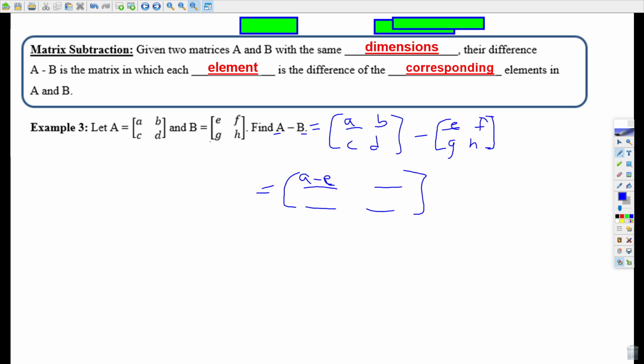Go a little faster through this. We have B minus F, C minus G, and D minus H. The only thing you have to be careful with subtraction is that you might have negative numbers already in here, so you may have to change them to positives. Some of the ones with the E, F, G, H. If you have a minus sign in front of it, it might change to positive if they're already negative.